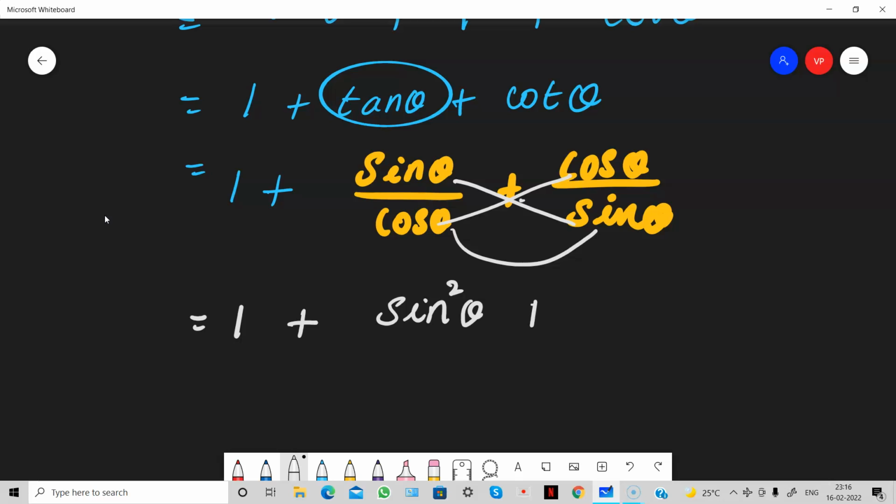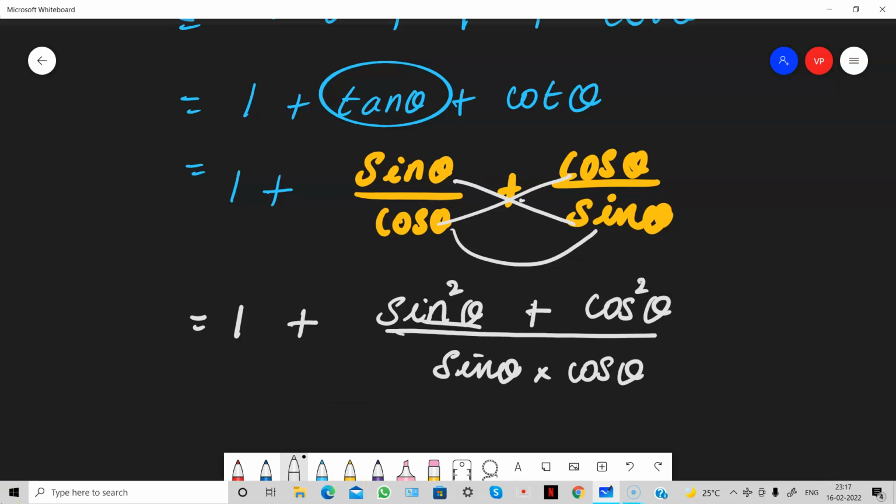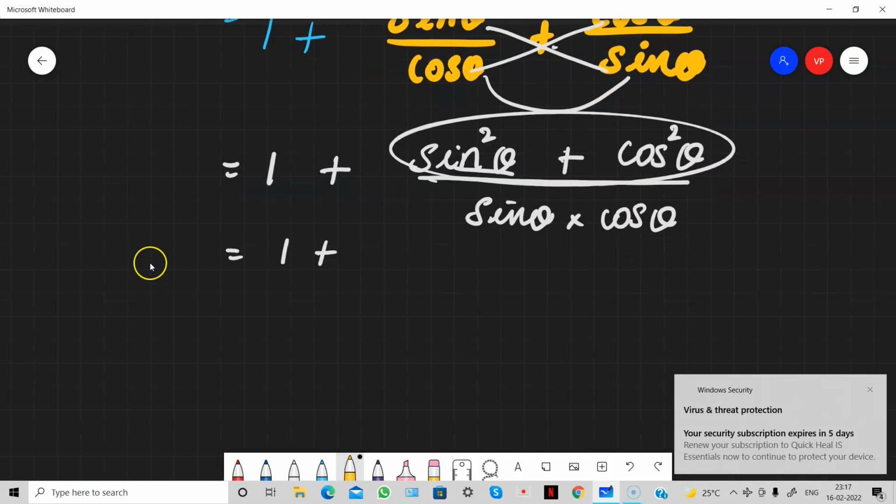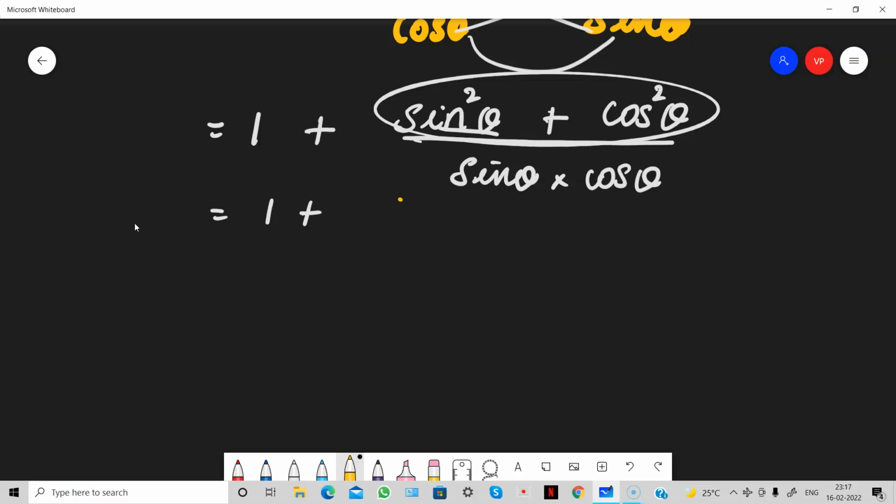So you know very well the identity, right? What is our identity? Just now we have found. What is that? Sine square plus cos square is equal to 1. This is a very important identity, right? So you can write, yes, what you can write? 1. Yes, so 1 divided by sine theta times cos theta.